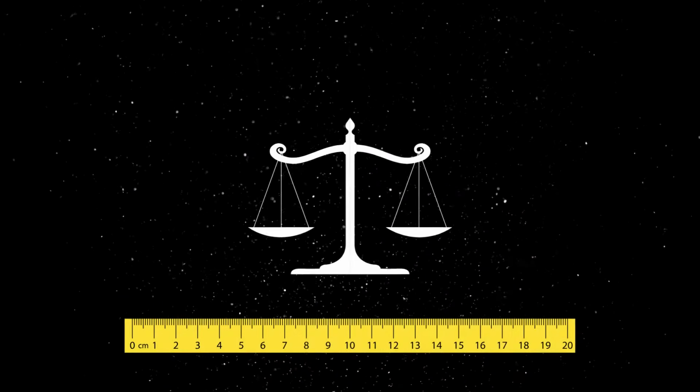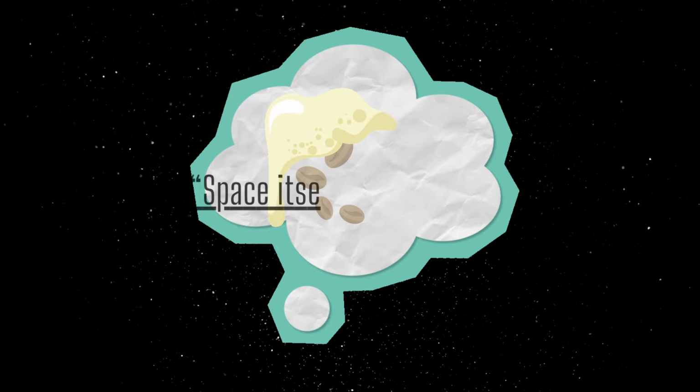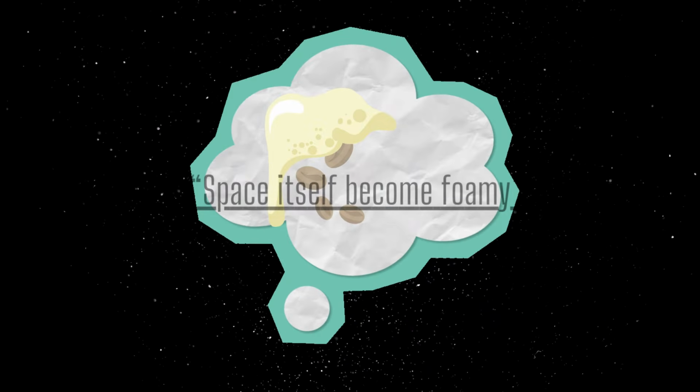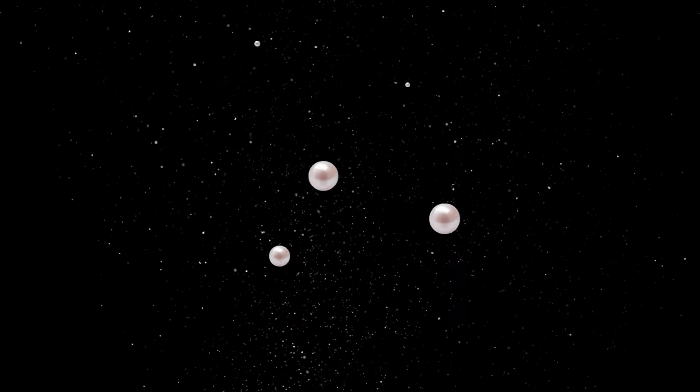At the smallest scales imaginable, about 10 to the power of -35 meters, a scale called the Planck length, space itself becomes foamy. This isn't a metaphor. According to quantum mechanics, spacetime at this scale is a bubbling, frothing sea of virtual particles and fluctuating geometry.